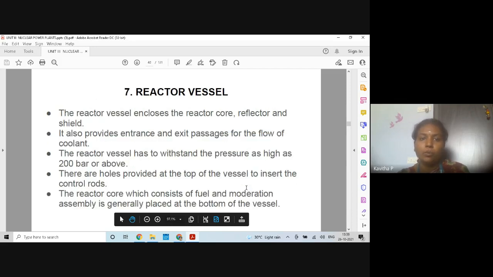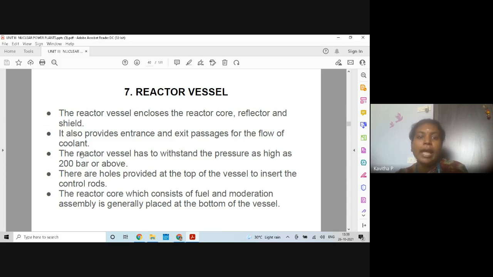Next is the reactor vessel, where the reactor vessel encloses the reactor core, reflector and shield. It provides entrance and exit passage for the flow of coolant, and it can withstand pressure as high as 20 bar or above. There are holes provided to insert the control rods.